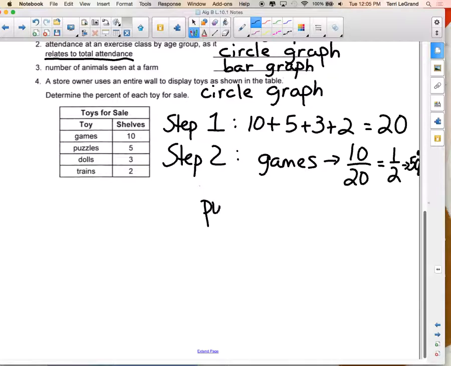Okay, puzzles. 5 shelves full of puzzles. 5 out of 20. You're just doing it a different way than I am. 5 over 20 simplifies to what fraction? 1/4. 1/4 is what percent? 25%. That's going to take up what part of a circle graph? How much of the circle graph's already filled up? 75% of it, 3/4 of it, right?